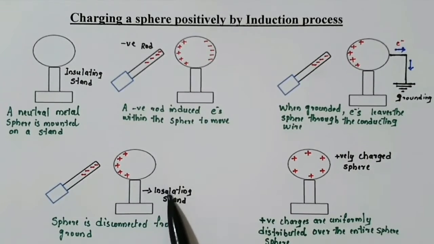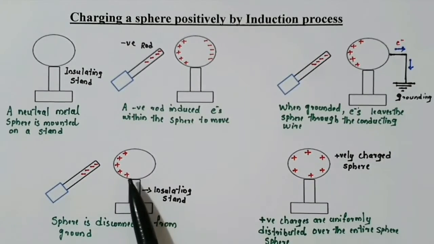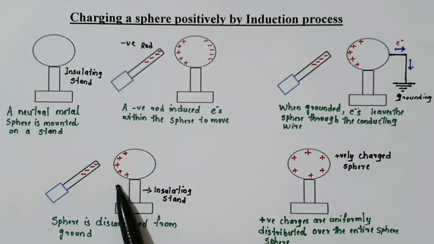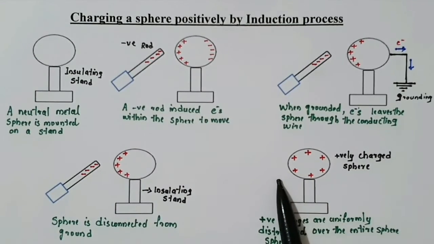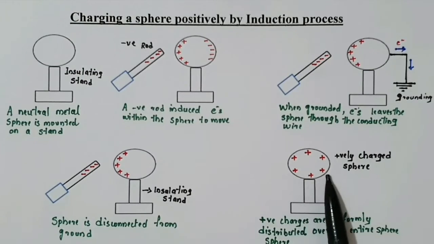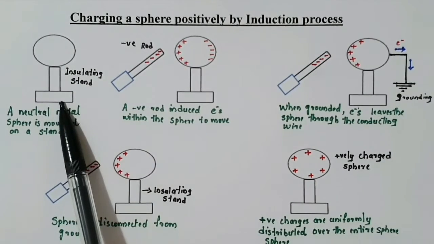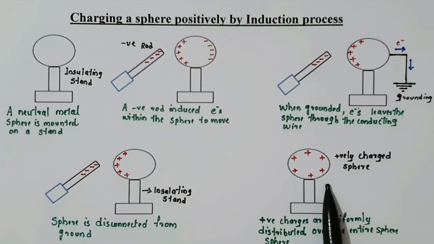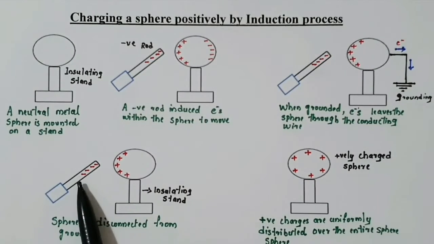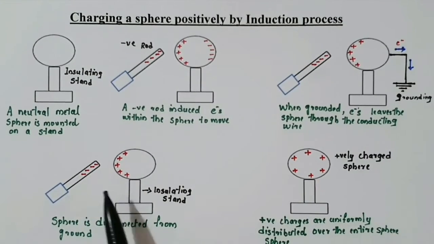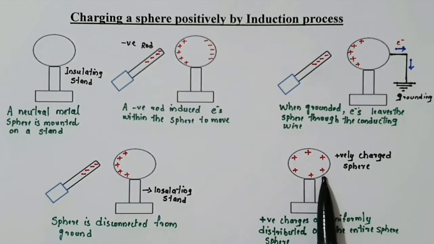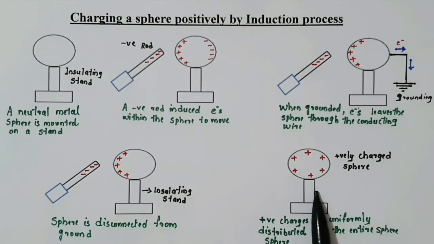The next step is to disconnect the grounding, and we can see that the positive charges still remain at the near end. Now, when we remove the charged rod, these charges spread uniformly over the entire conducting sphere, and we get a positively charged sphere. Initially, the sphere was neutral. Now it gets charged. Here, the metal gets a charge which is opposite to the charge of the rod. Also, no transfer of charges takes place between the rod and the sphere. So this is the way we can charge a metal sphere positively using the induction process.